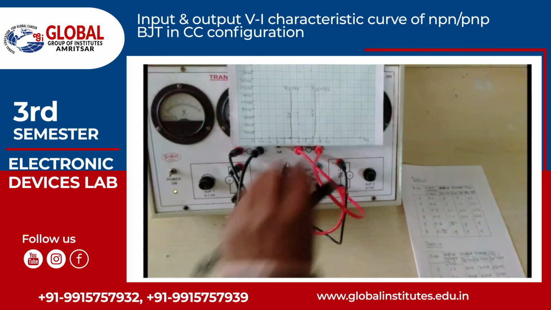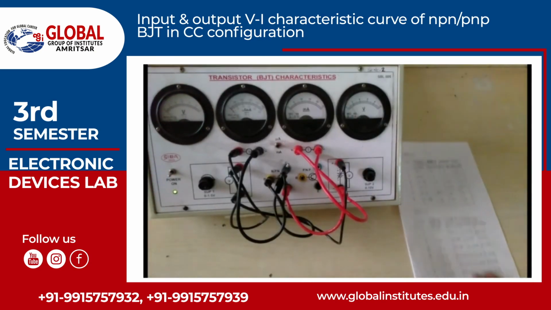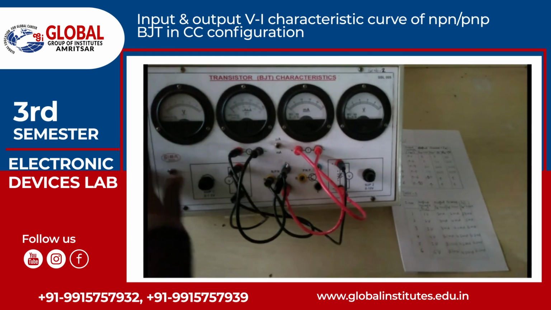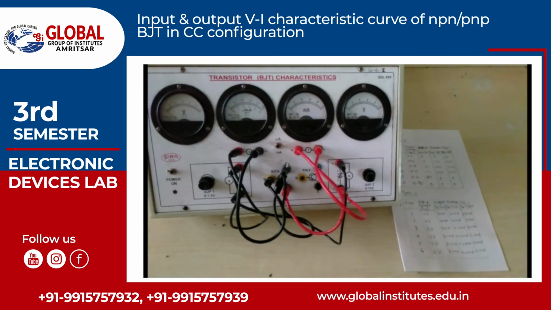Now for the output characteristics of the transistor, this is the observation table. In this table you can see that we will keep the base current IB constant. According to that base current, increase the output voltage. According to the output voltage, there will be a change in the output current. Then record those readings and draw the graph. So first of all we will set the voltages and take the readings.